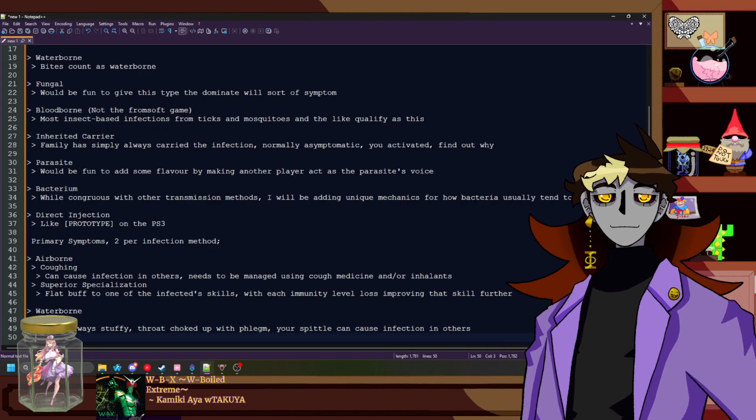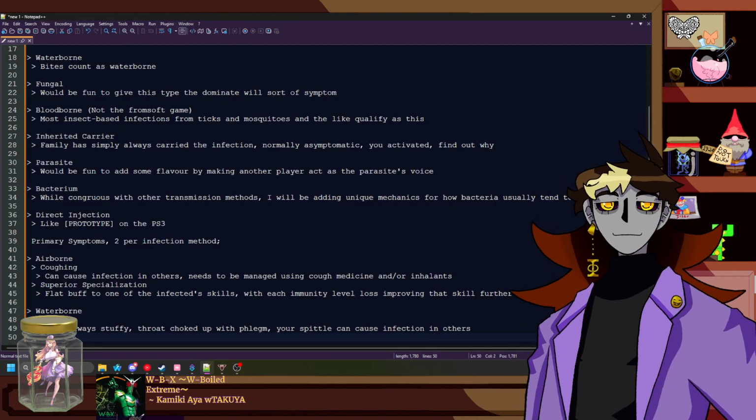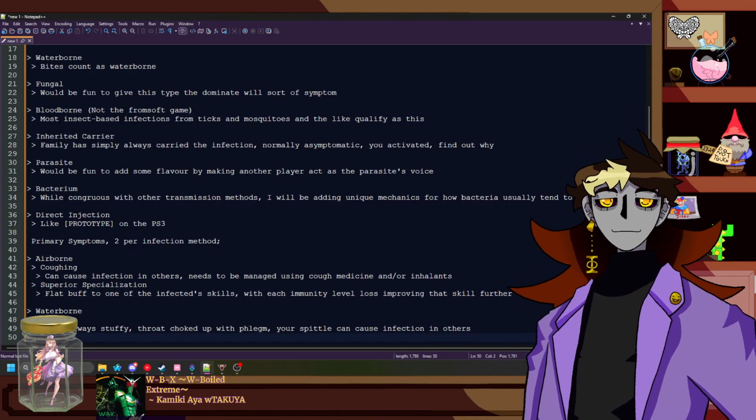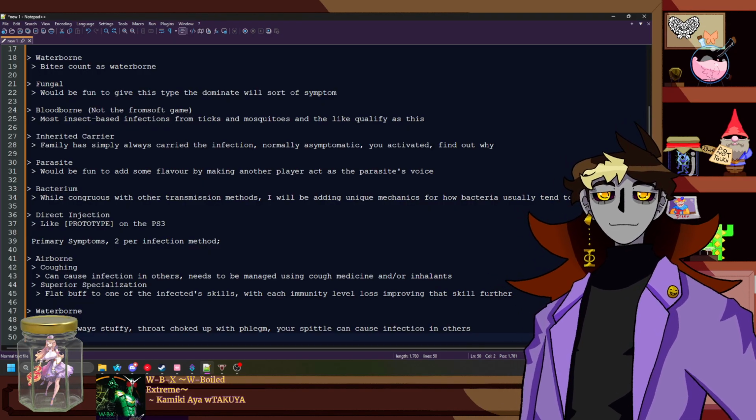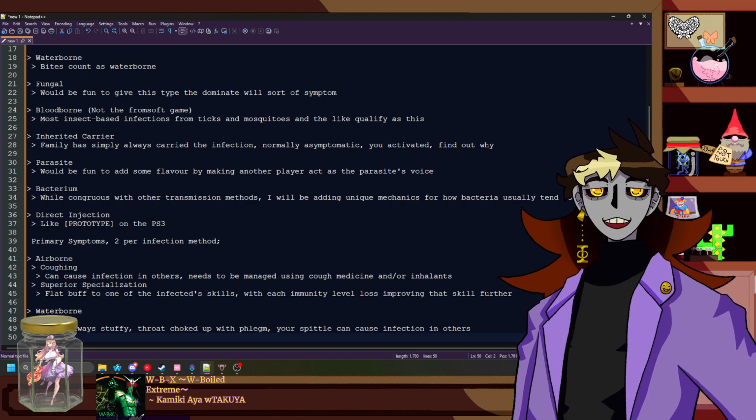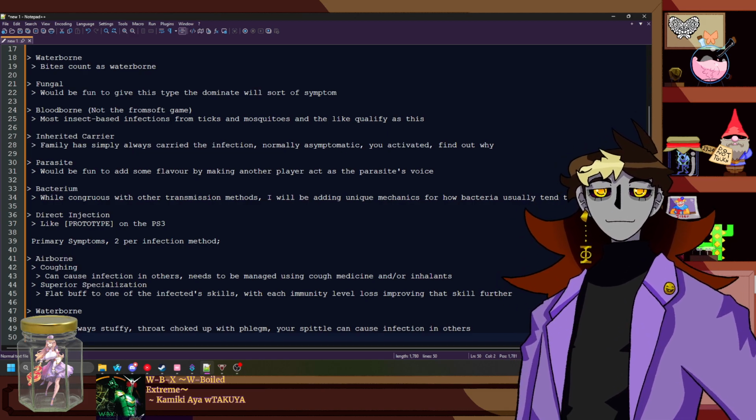There we go. I don't want them to blend in perfectly at all times. I want the infected to have at least one very visible symptom. One very visible, but also kind of common symptom.